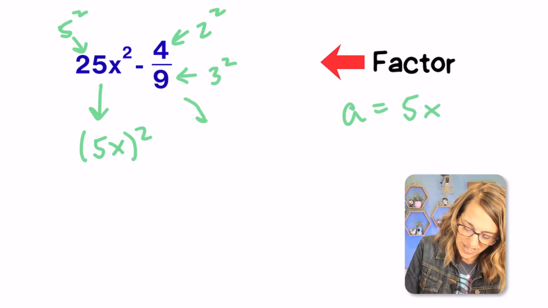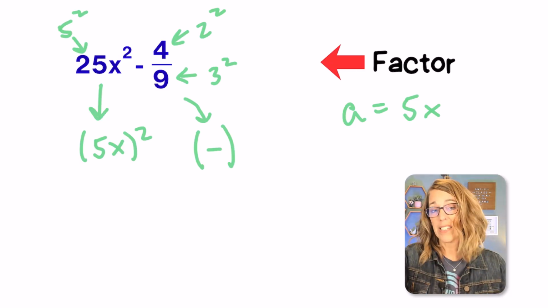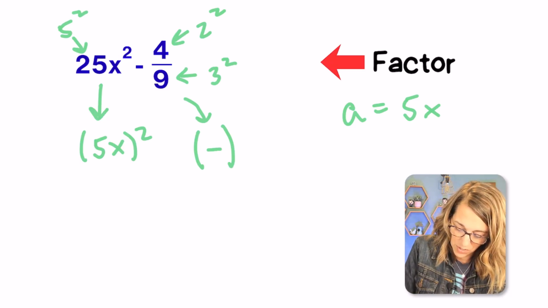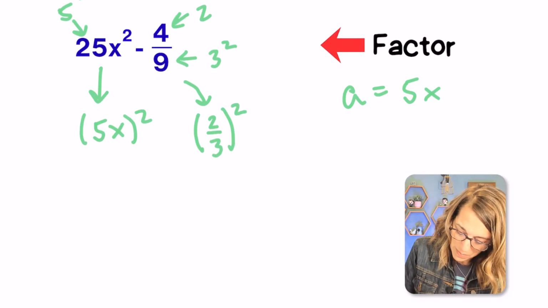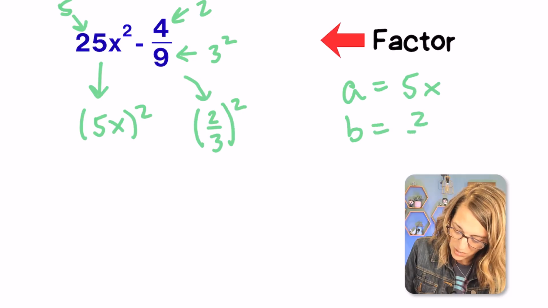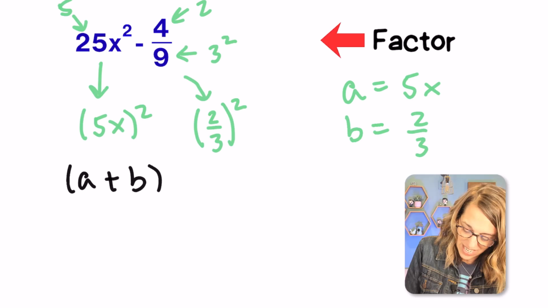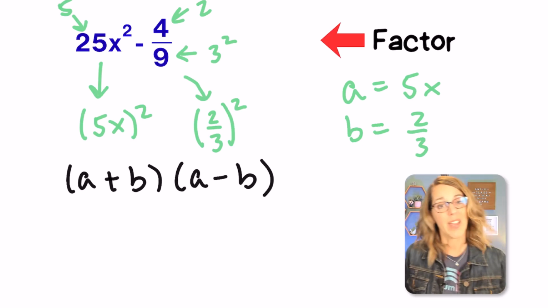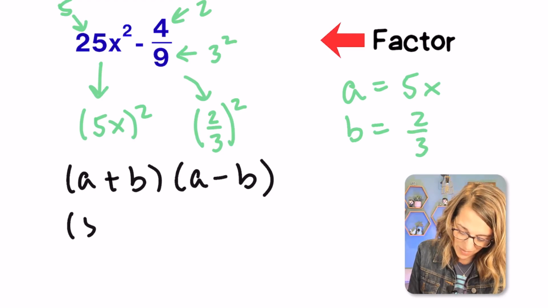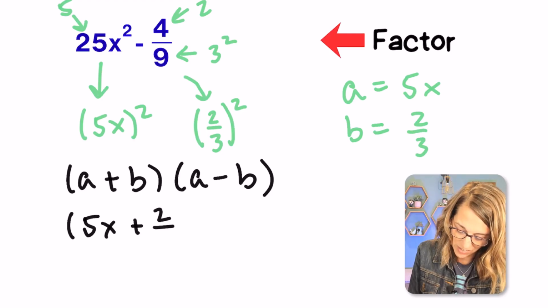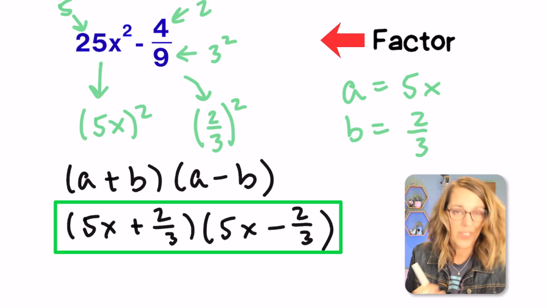And then that 4/9, I'm going to write that as a fraction. And then I look at the 4 completely separate. What squared is 4? That's going to be a 2. What squared is 9? That's going to be a 3. So my b value is equal to 2/3. Okay, yay. Now for the easy part. I just want to factor this into their sum times their difference. There is no GCF, so just their sum times their difference. I've got a as 5x, so it's going to be 5x plus 2/3, and then 5x minus 2/3.